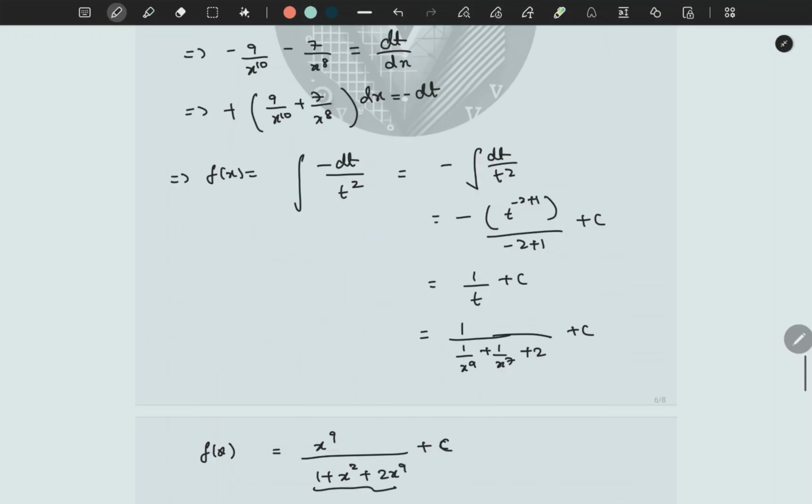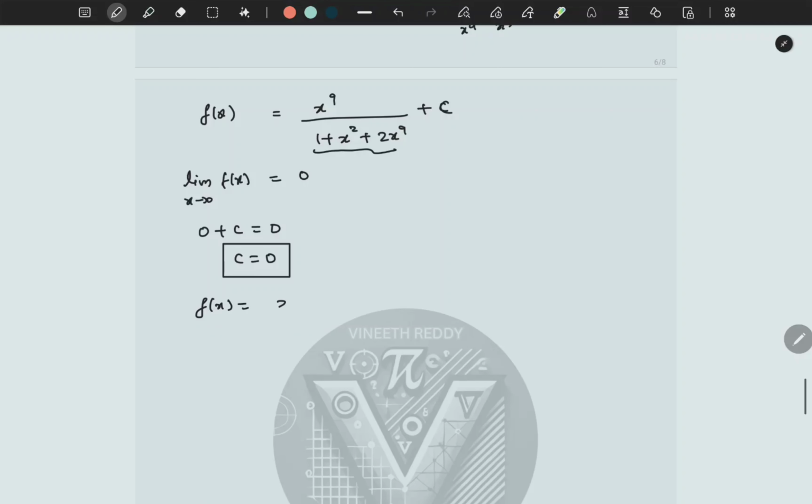And f of 1 is 1 by 4. Okay, let us just check whether it is 1 by 4 or not.